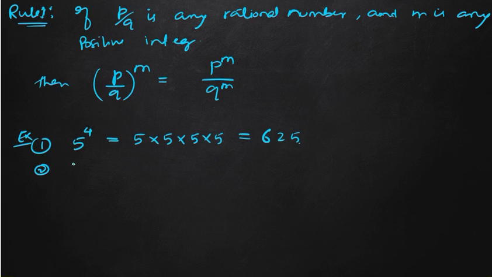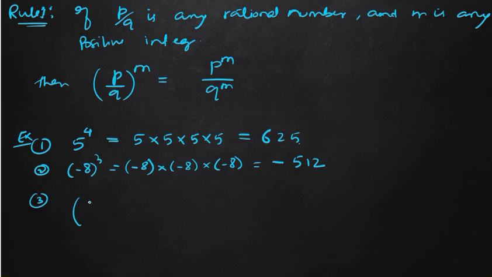Similarly, in the second example, minus 8 whole cube, the bracket is on minus 8, and the cube is on minus 8. That means minus 8 will be multiplied 3 times. Minus into minus is plus, plus into minus is minus, so the answer will be negative. And 8 eights are 64, 64 into 8 will be 512.